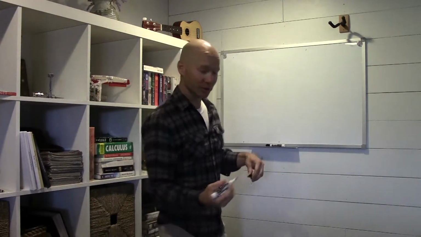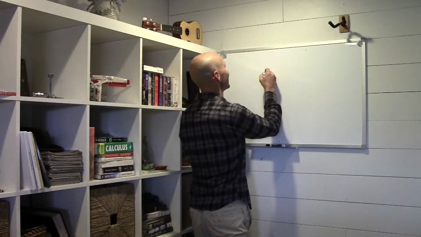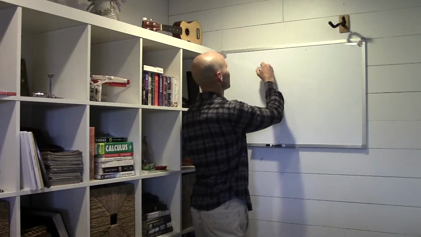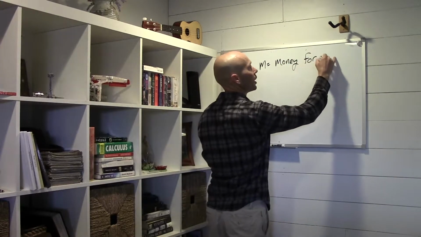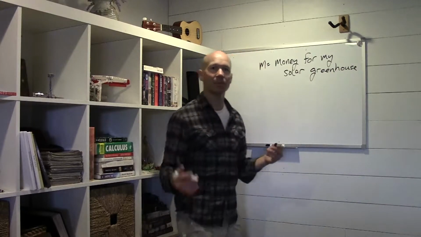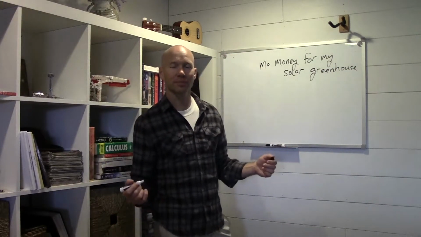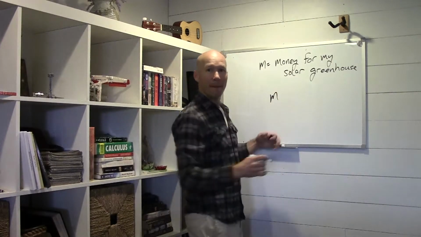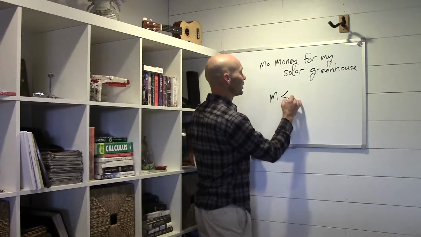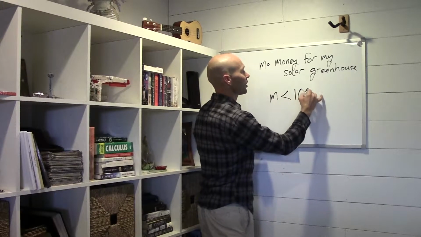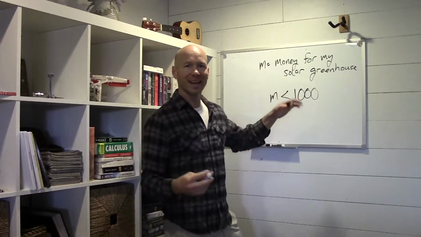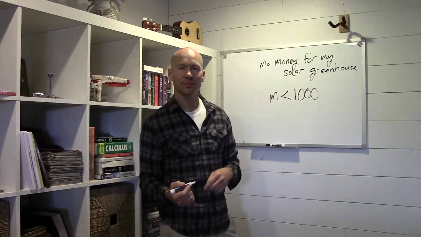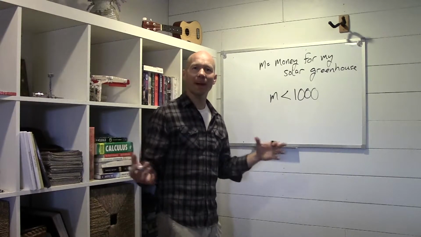Okay, so we've got a greenhouse. We need to spend some money. So we're gonna say M. Okay, so M is money for the solar greenhouse. Now Mrs. Nass tells me that M must be less than 1,000. M must be less than 1,000. So what does that mean?